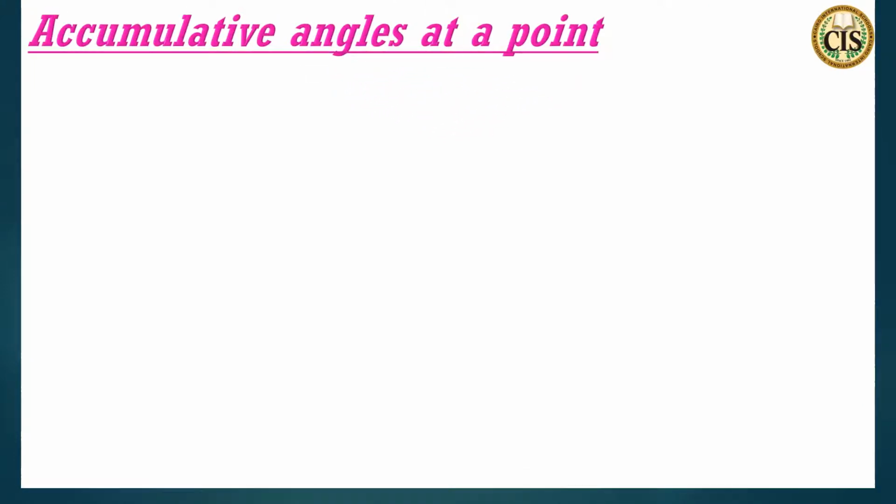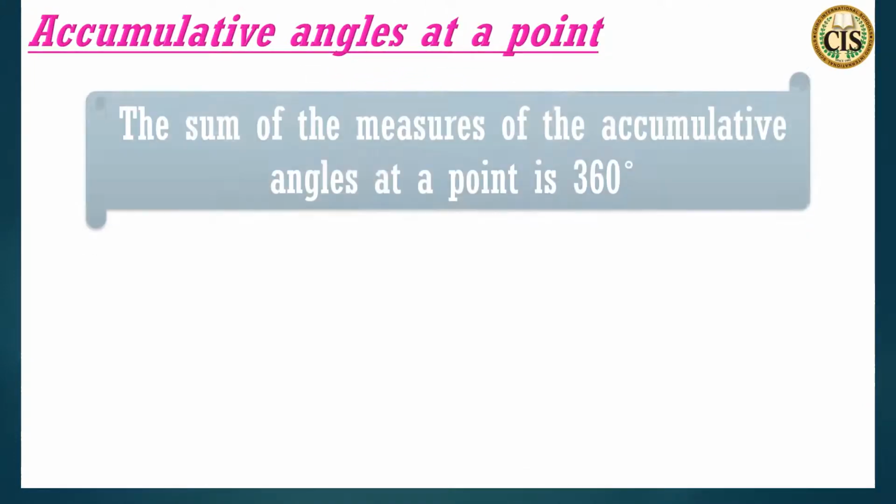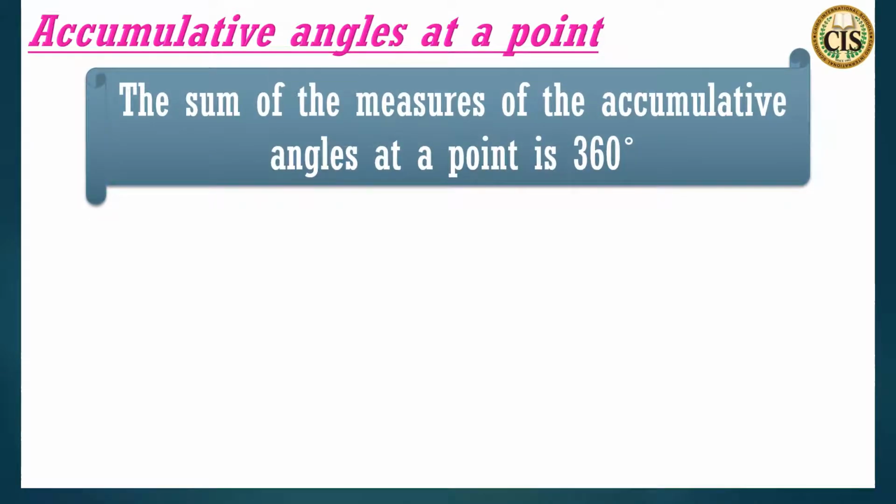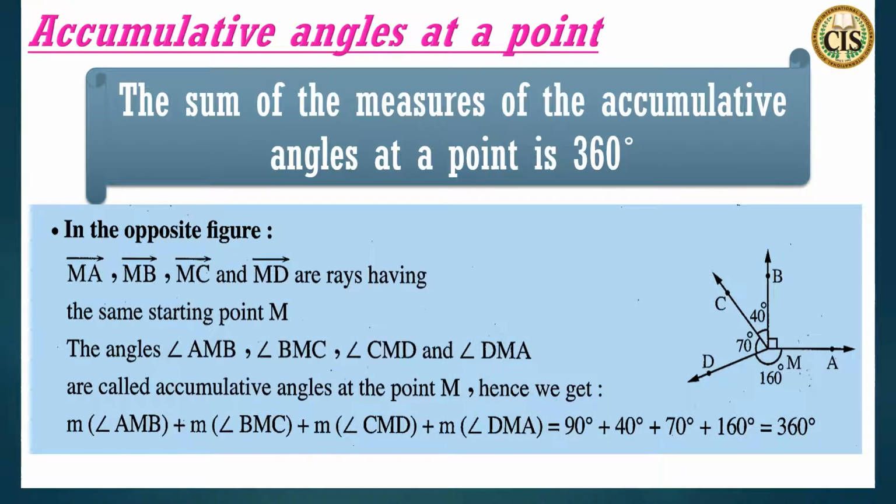The accumulative angles at a point. The sum of the measures of the accumulative angles at a point is 360 degrees. In the opposite figure, MA, MB, MC, and MD are rays having the same starting point M. The angles AMB, BMC, CMD, and DMA are called accumulative angles at a point M.